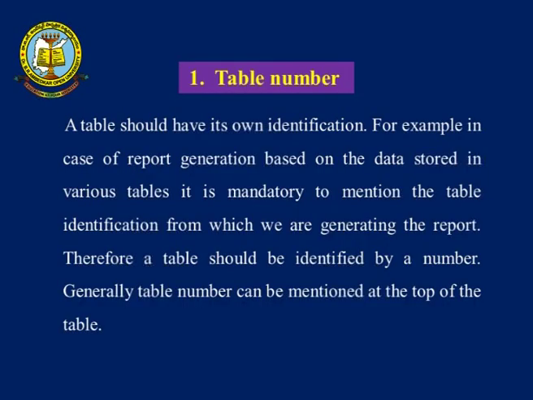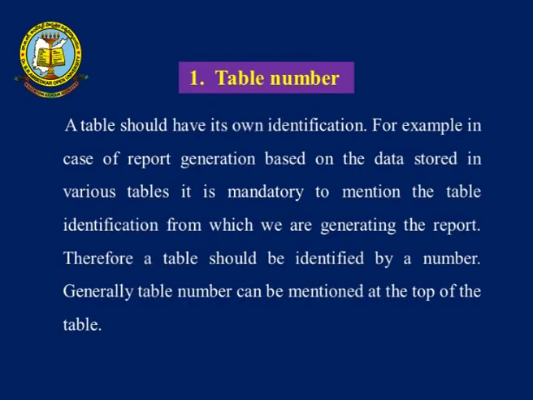One is table number. A table should have its own identification, as I said earlier also. Using one table, a lot of information is provided. For example, in case of report generation based on the data stored in various tables, it is mandatory to mention the table identification from which we are generating the report. Otherwise, controversy arises over which table. So we have to give the appropriate number, then we can easily identify the table.